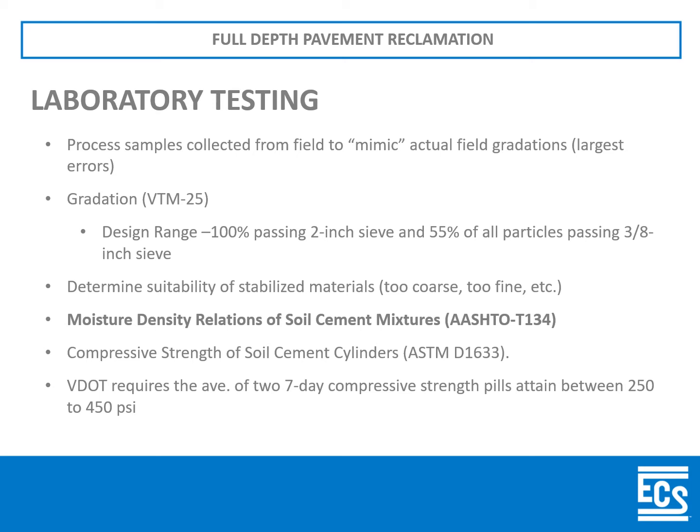If you start getting strength above 450, the concern is you might have too much cement blended into the material and it may become too rigid. Then there's a fear of shrinkage cracks that can propagate up through the asphalt section. So we really like to have the sweet spot between 250 and 450 psi.